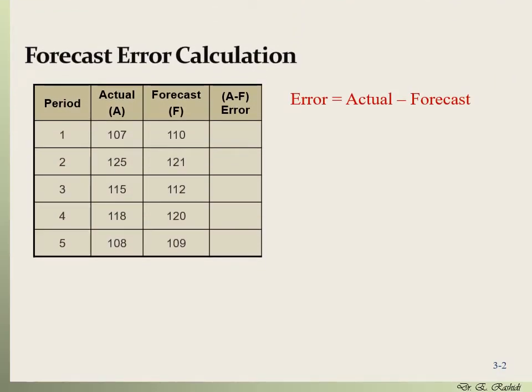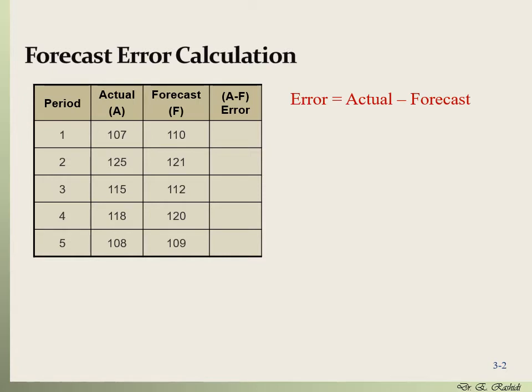Forecast error calculation. The formula is very simple. The error for a forecast is the actual data, the actual value of the variable, minus the forecast value or amount. So let's do this for this table that we have. We have 5 periods here. The next column is the actual values, shown by A. The first period is 107. The second period is 125, and so on.